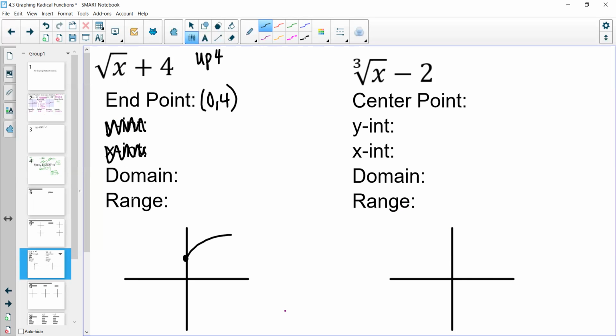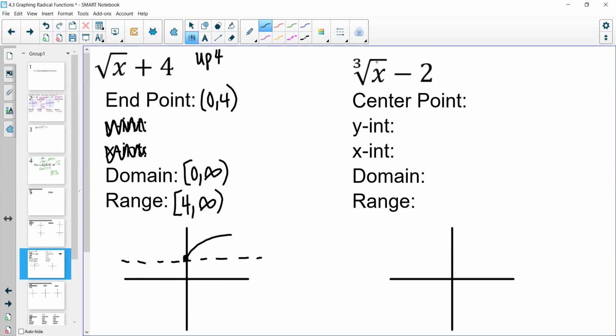Now, how does that affect our domain and range? Well, our domain is still going to be the same as the parent function, because notice how our x value didn't change. But our range is going to change to be 4 to infinity, because notice how it has nothing below the number 4. If I were to draw a line at y equals 4 here, there is no function down below that. So we know that it starts there.